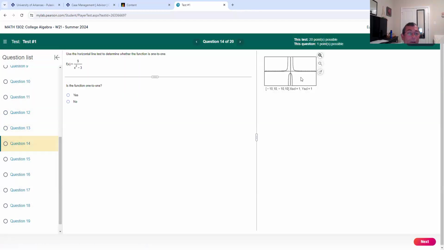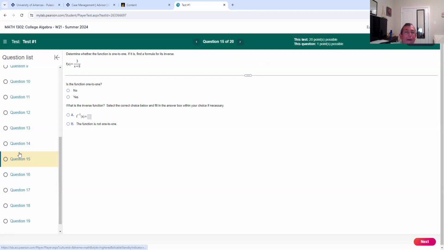Is this a 1-to-1? Well, it's the same exact picture, y'all. If we said no on mine, guess what? It's going to be no on yours because this one's failing the horizontal line test. And this one you're going to say yes. So notice it's the same problem. All they did was change that 3 and 6.